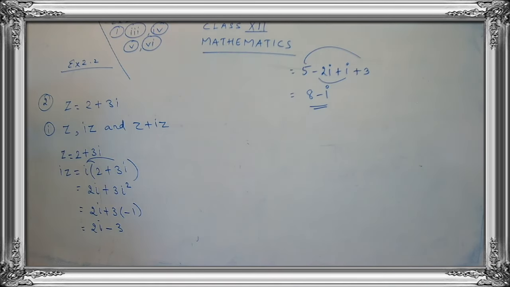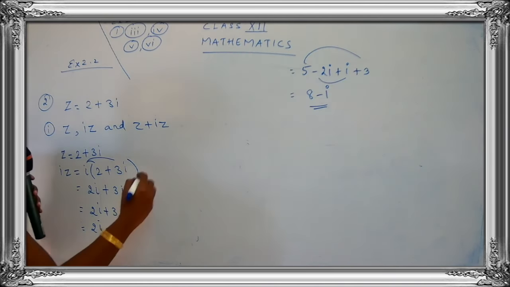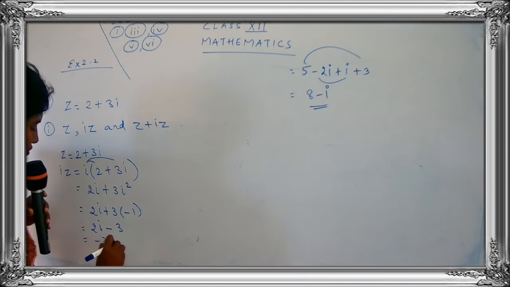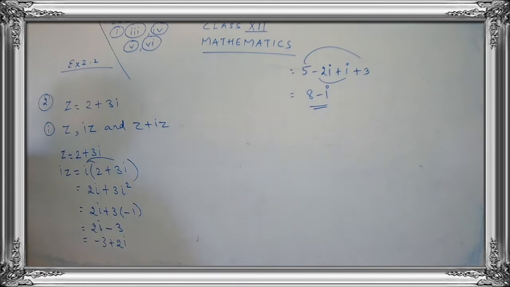But this is not in the form of a complex number. In a complex number, the real part comes first and the imaginary part comes later. So you have to write this as minus 3 plus 2i. Just interchange, write the real part first and the imaginary part later on. So minus 3 plus 2i.